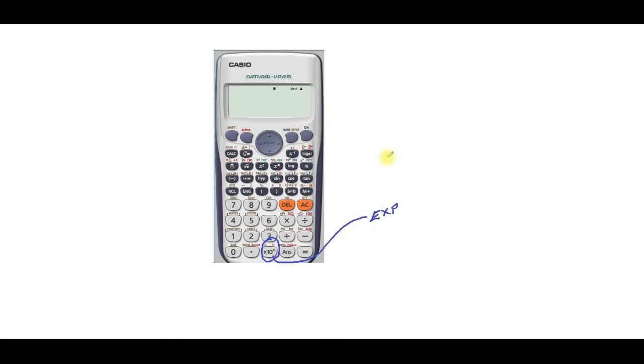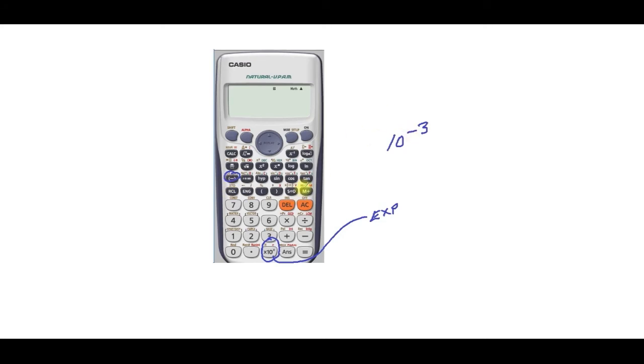The other thing that you need to know when entering scientific numbers, for example, let's say the number is 10 to the minus 3. Well, this minus sign is not the subtraction key on the calculator. This minus sign is this minus key here in the brackets. The minus key in the brackets is the minus sign.